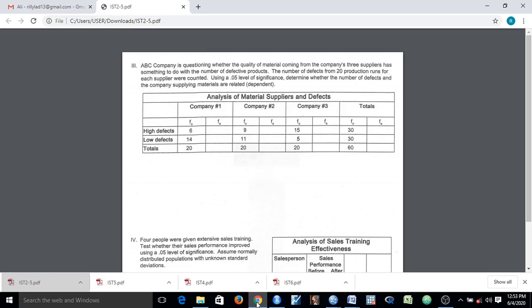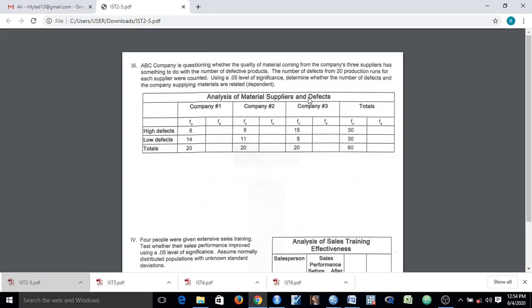I'm going to explain a solution of an assignment based on the chi-square test of independence. The question is, ABC company is questioning whether the quality of material coming from the company's three suppliers has something to do with the number of defective products. The number of defects from 20 production runs for each supplier were counted, and then using a 0.05 level of significance, determine whether the number of defects and the company supplying materials are related.